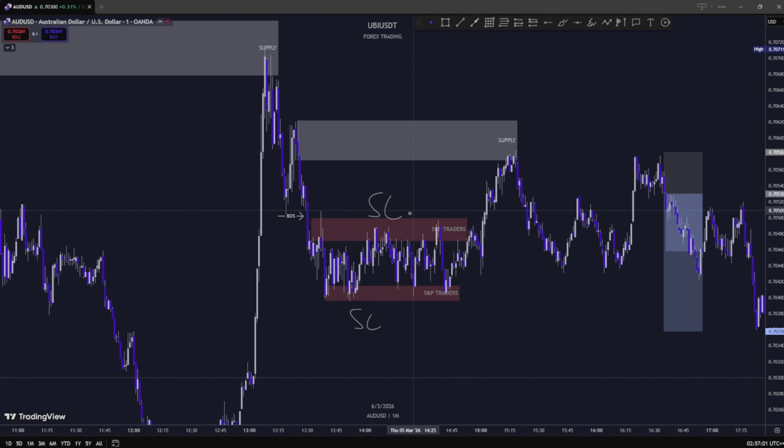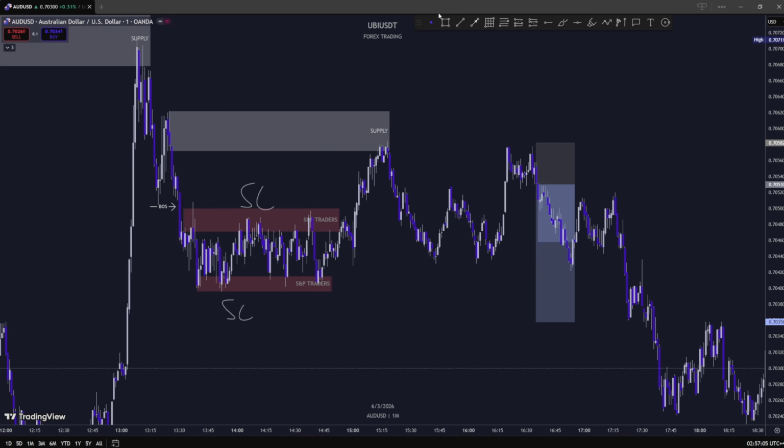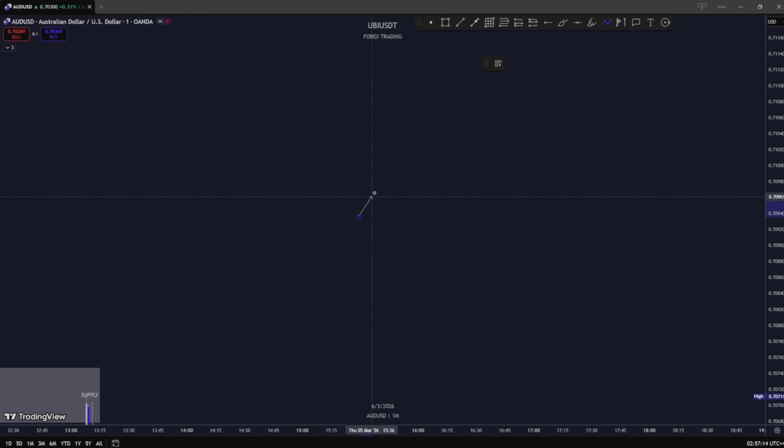And what happened? Price swept the resistance traders upside, mitigated the supply zone, and it gave me confirmation that price is respecting bearish order flow. So we have a supply chain. So look, something like this.